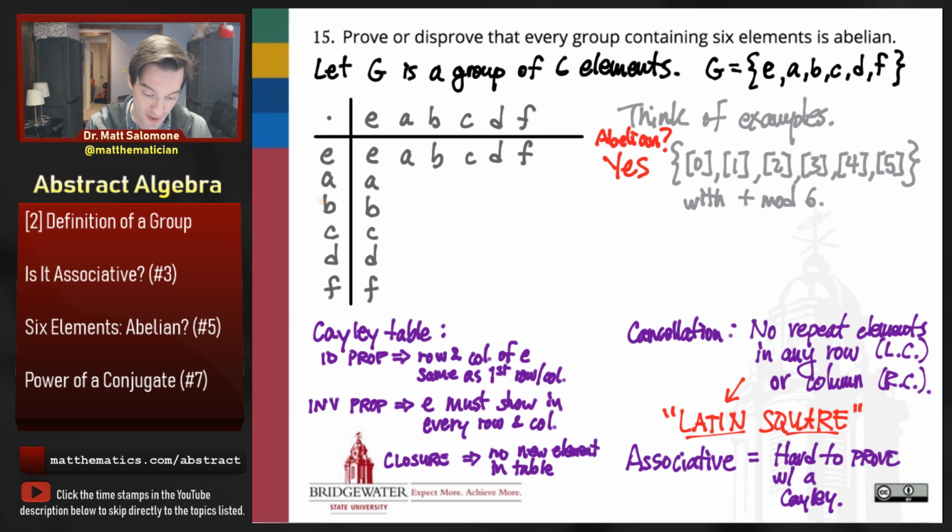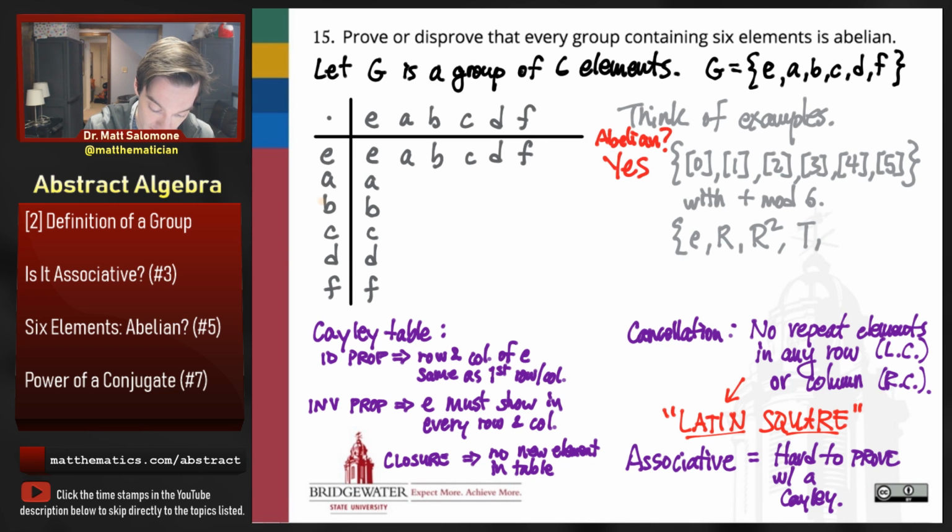So if the question is to prove or disprove that every group of 6 elements is abelian, this is not really giving us evidence to disbelieve, but it's also not giving us enough evidence to prove that every group of 6 elements has to be abelian. So what the author has in mind is for us to keep thinking of more examples. And there's one more example of groups that we've seen so far that has 6 elements in it. And that is the group of symmetries of an isosceles triangle.